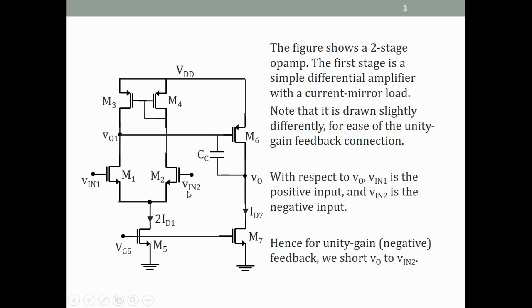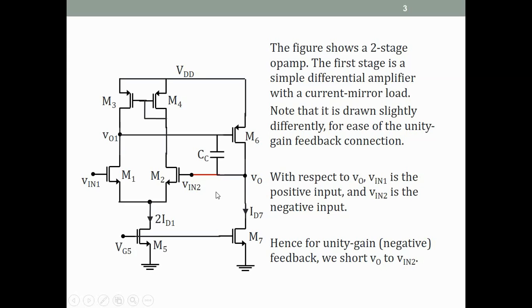Of these, which one is positive, which one is negative? From here to here there is a change of sign, from here to here there is a change of sign. So V1 is the positive input terminal, V2 is the negative input terminal. To create unity gain feedback, we'll short the negative input with the output. So this now is a unity gain feedback two-stage op-amp, and now we want to study the slew rate characteristics of this circuit.